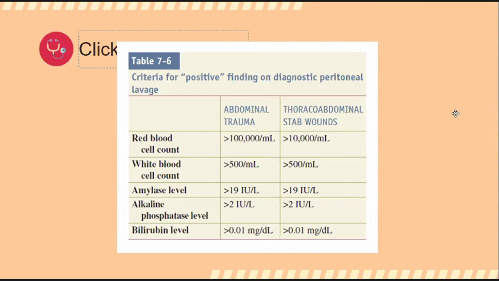So, pag positive DPL, it can be an indication for laparotomy. Ibig sabihin, may breach yan sa small bowel or stomach. Or possible, meron kang vascular injury. Possible, may injury ka sa liver, spleen.